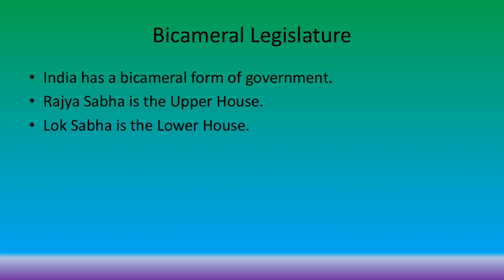Bicameral legislature. India follows a bicameral system of legislature, which means the Parliament has two houses. The Rajya Sabha is the upper house, while the Lok Sabha is the lower house. This system ensures better representation, detailed discussion, and careful lawmaking.